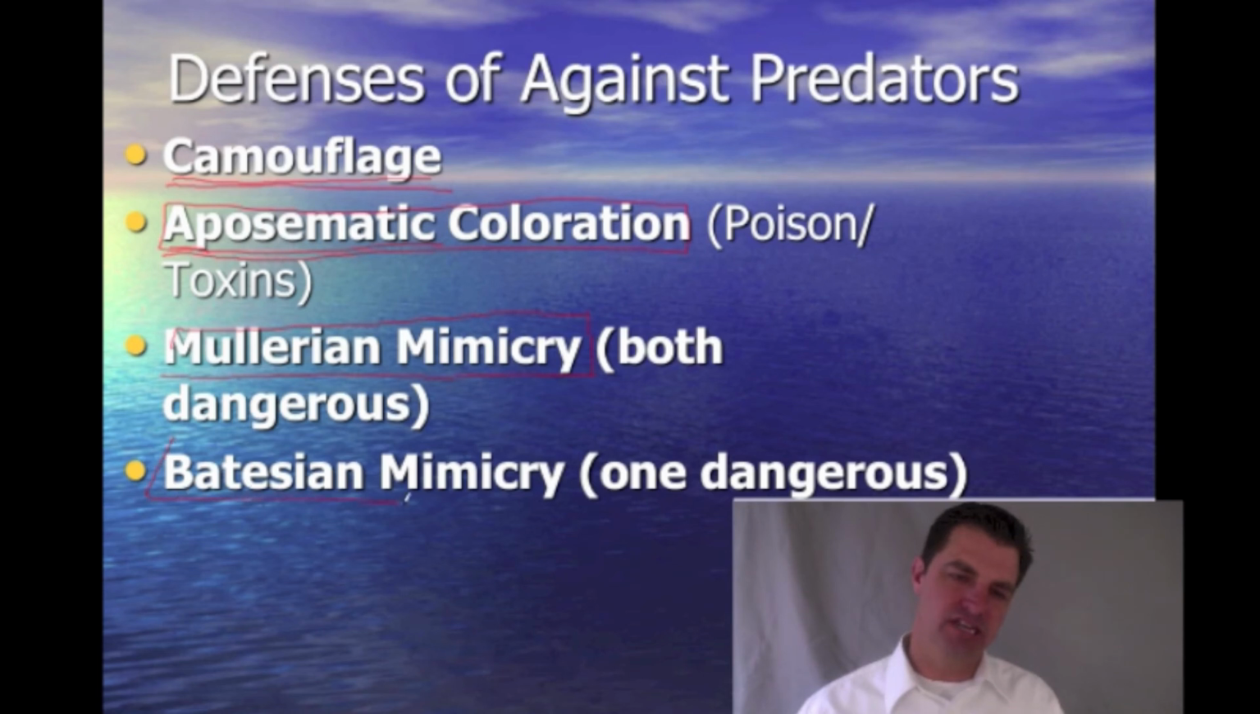One's called Batesian mimicry, and the other is Müllerian mimicry. I'll just start with Batesian mimicry first. Okay, so in Batesian mimicry, what you have is one that's dangerous or venomous, and the other is not. So a good example, most people, once again, bad drawings.